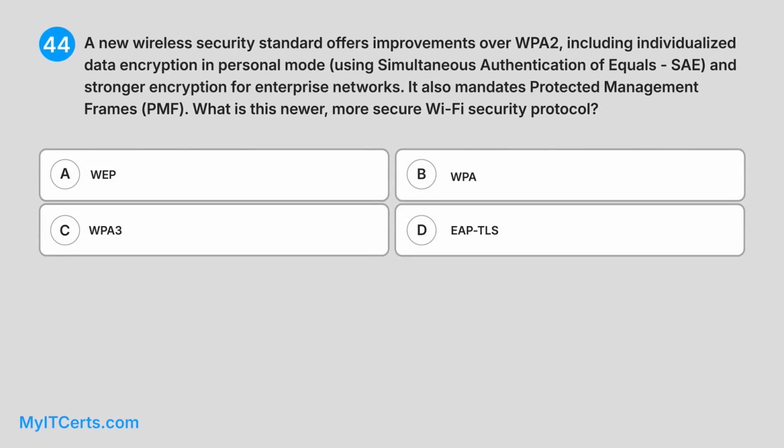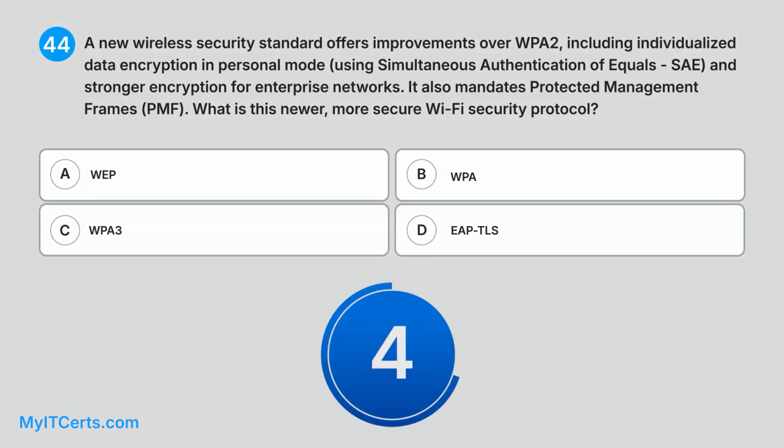44. A new wireless security standard offers improvements over WPA2, including individualized data encryption in personal mode, using simultaneous authentication of equals, SAE, and stronger encryption for enterprise networks. It also mandates protected management frames, PMF. What is this newer, more secure Wi-Fi security protocol? A. WEP, B. WPA, C. WPA3, D. EAP-TLS. Do you know the answer?